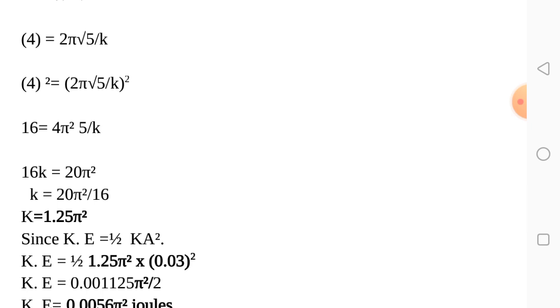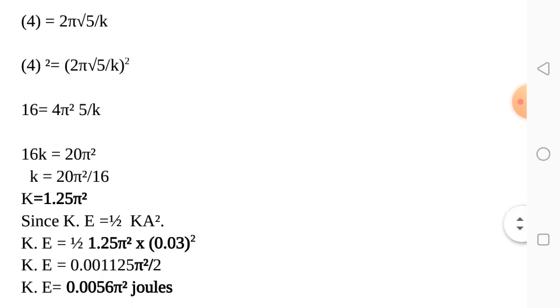When we cross multiply, we have 16k equals 4 times 5 times pi squared, which gives us 20 pi squared. Then we divide both sides by 16 in order to make k the subject of the formula. Then k is equal to 20 pi squared divided by 16. When we divide it, we have k to be 1.25 pi squared.